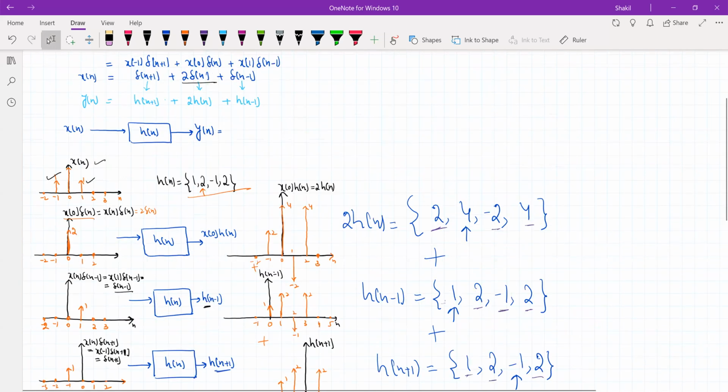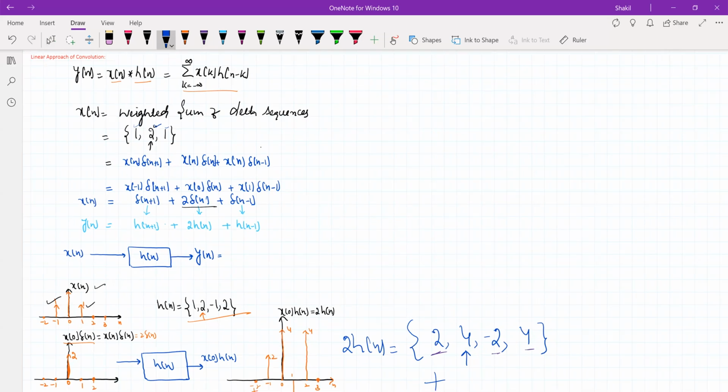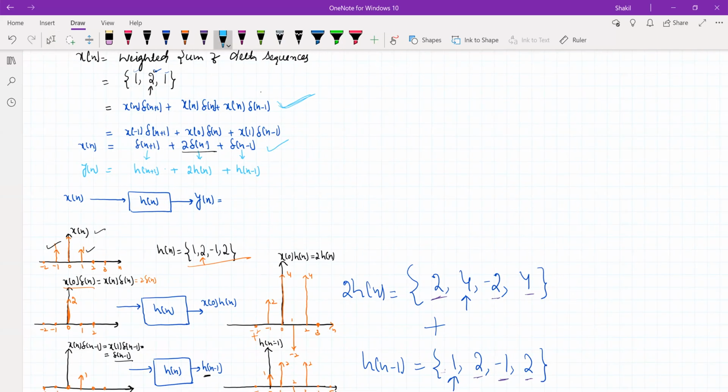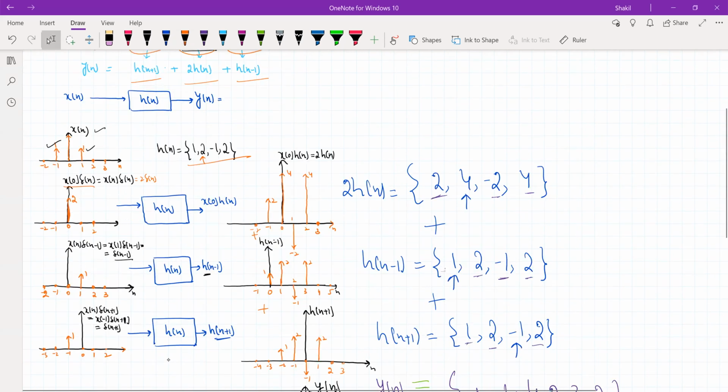So what is linear approach? What we do, we express x of n as a linear combination or a weighted sum of these delta sequences. In other words, we apply the sample values of x of n one by one. And to obtain the sample values individually, we multiply this x of n with the corresponding delta n and its shifted versions. And we express x of n as a weighted sum of these delta sequences. Then we apply these individually as input, this as input, this as input, and obtain these corresponding responses. Then we do the sum of these responses and we obtain the output. And this we can do either graphically or in sequence form.